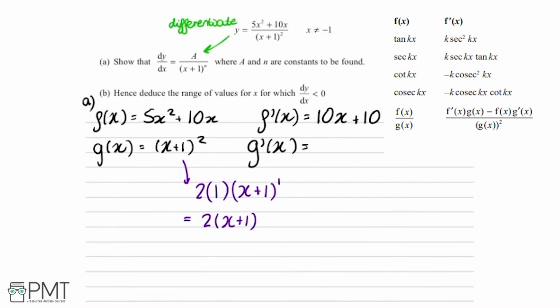Now in this situation, this actually worked out quite simply, because the derivative of inside the bracket was just 1, so it didn't make a difference. However, often it does make a difference, so you've got to be really careful when using the chain rule. So writing this down over here, we've got 2 multiplied by x plus 1.